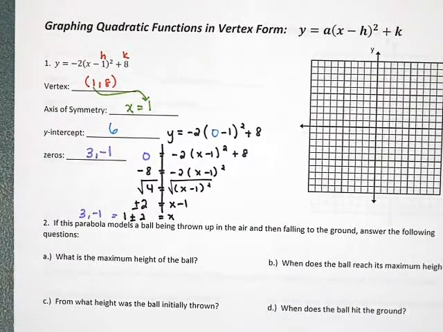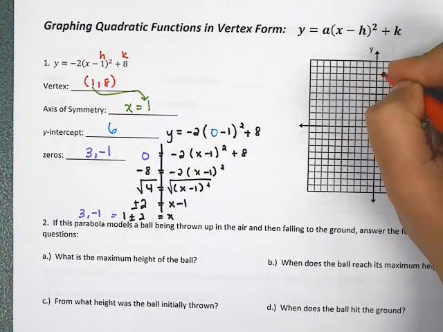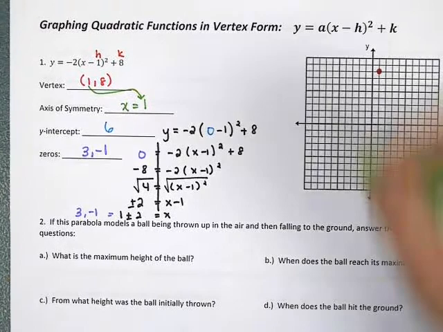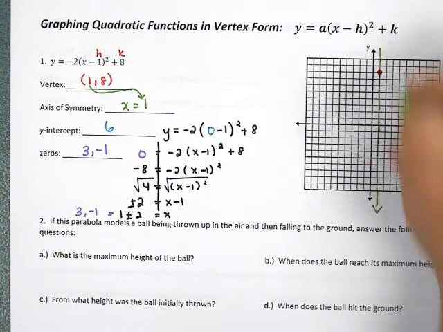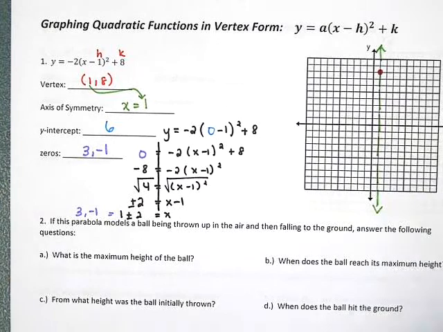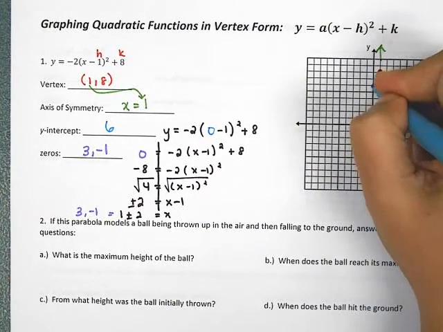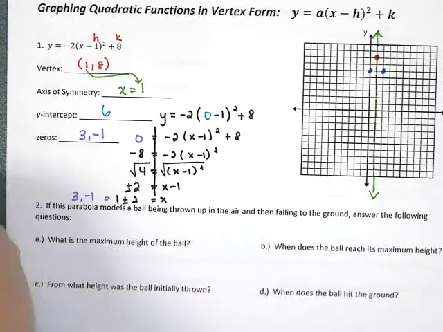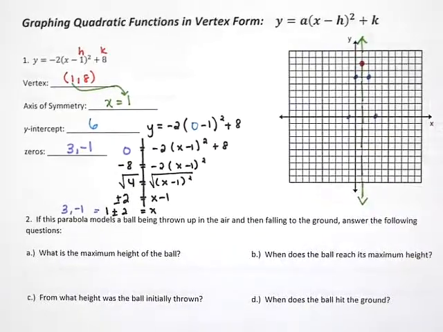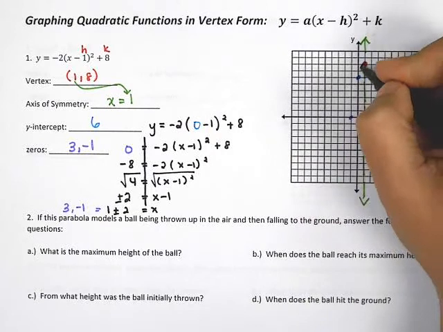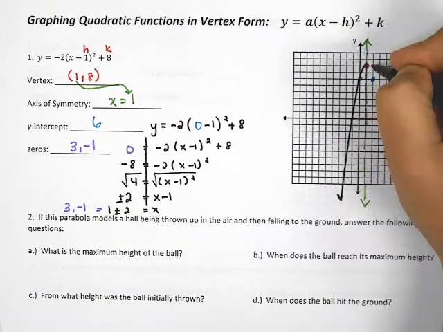Now I'm going to graph those. So vertex first, 1, 8. Axis of symmetry next. Y-intercept would be 6. Buy one, get one free. And the zeros would be 3 and negative 1. So I would just graph my parabola.